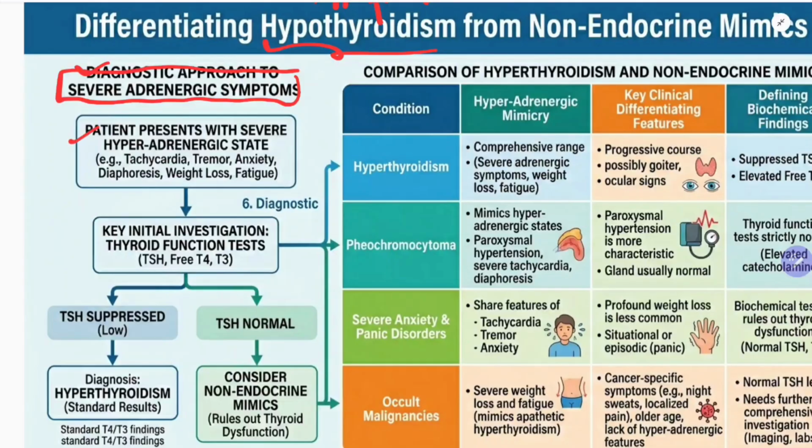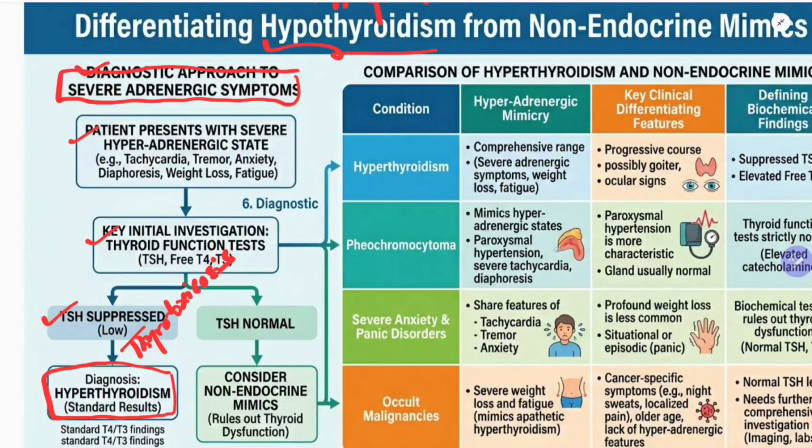A patient presents with a severe hyperadrenergic state like tachycardia, tremor, anxiety, diaphoresis, meaning increased sweating, weight loss in spite of intake of food, and fatigue. These are all symptoms of a hyperadrenergic state. Now, you order the initial thyroid function tests, that is TSH, free T4 and T3. If TSH is suppressed, then the diagnosis is hyperthyroidism, or you can say thyrotoxicosis. And if TSH is normal, then you consider other diagnoses, that is non-endocrine mimics, which rule out thyroid dysfunction.